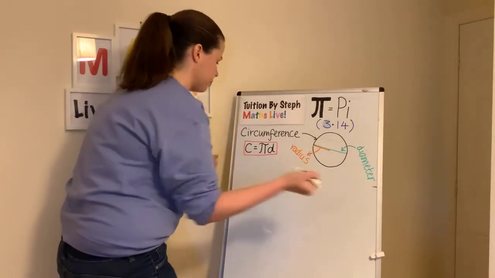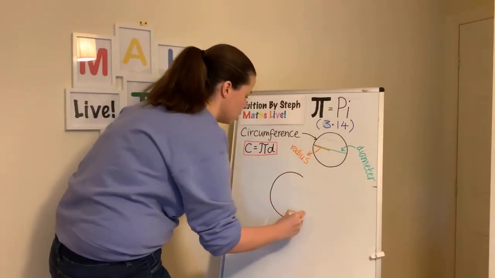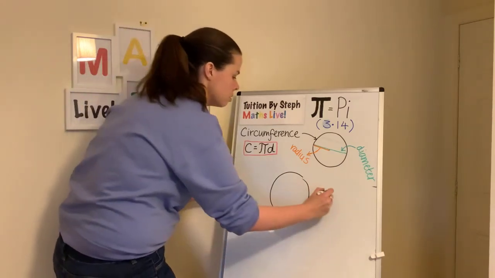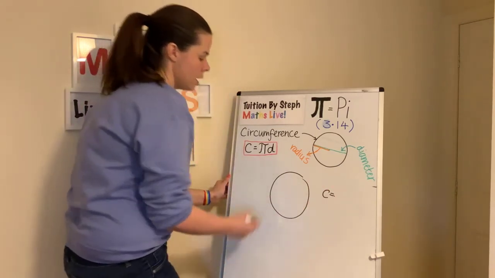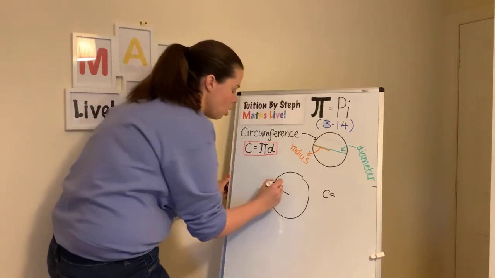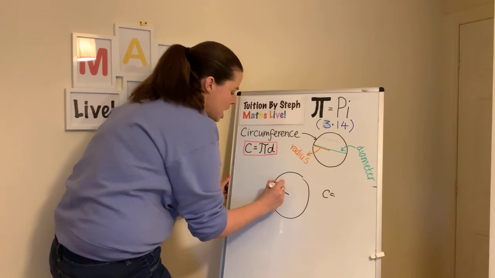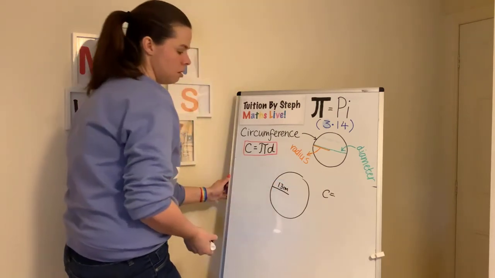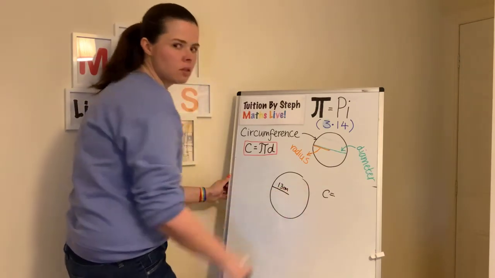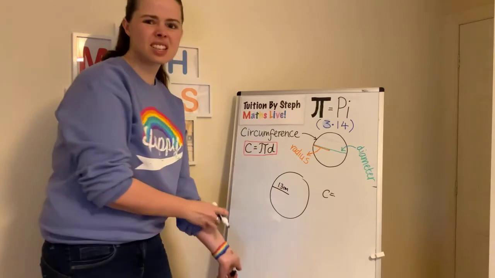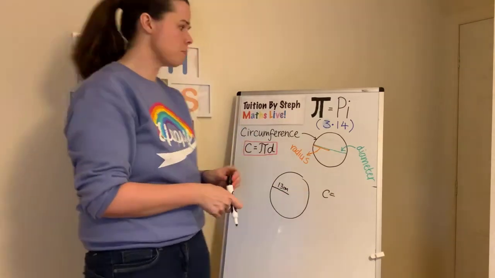So here's your circle. You're asked to find the circumference, and you're given the radius. So maybe you're told that the radius is 13 centimetres. And you need to find the circumference. Well, C equals pi d. Hang on, there's no diameter in this question. What on earth are they going on about?